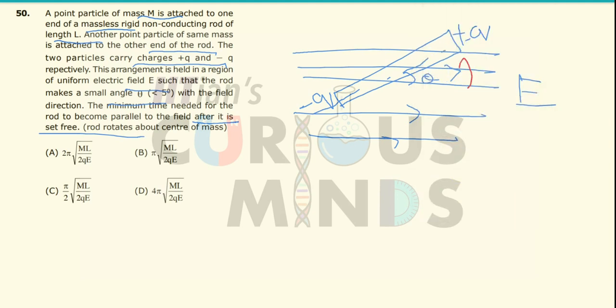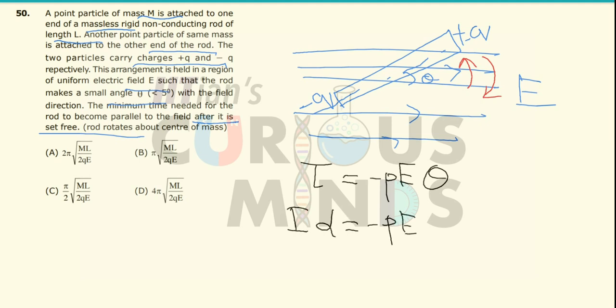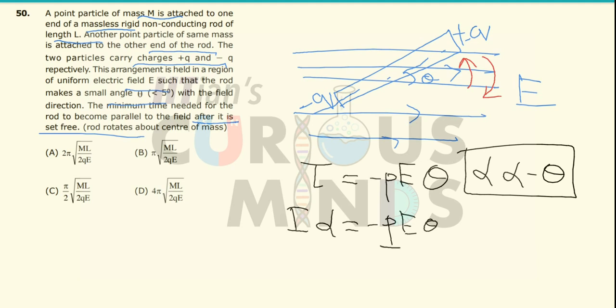So if I displace it upwards, it will experience a torque in the downward direction, and if theta is very small, the torque will be equal to minus p E theta. Generally the torque is given as pE sin theta, but if theta is very small, sin theta can be approximated to theta. So torque can be written as I alpha, which is equal to minus pE theta. Now alpha is directly proportional to minus theta, because in this equation the dipole moment, electric field and moment of inertia are constant.